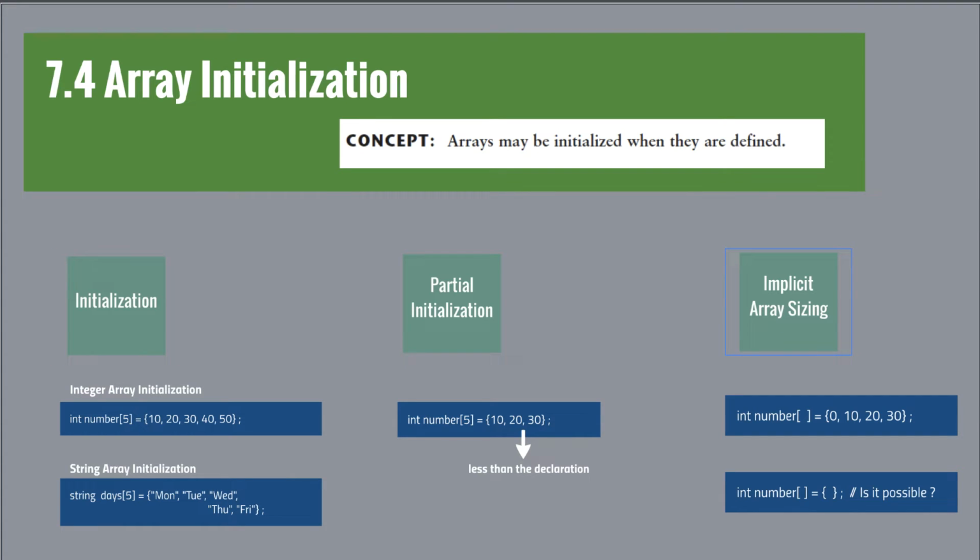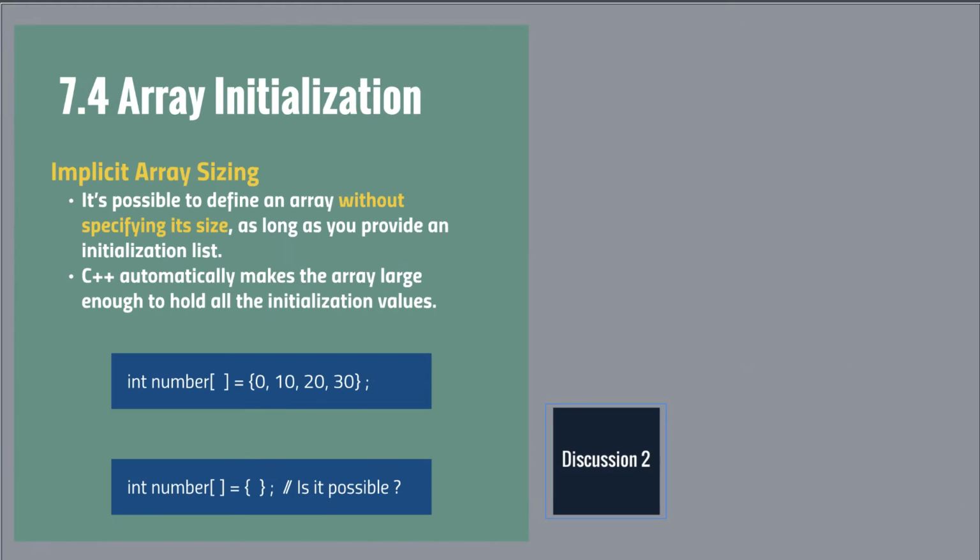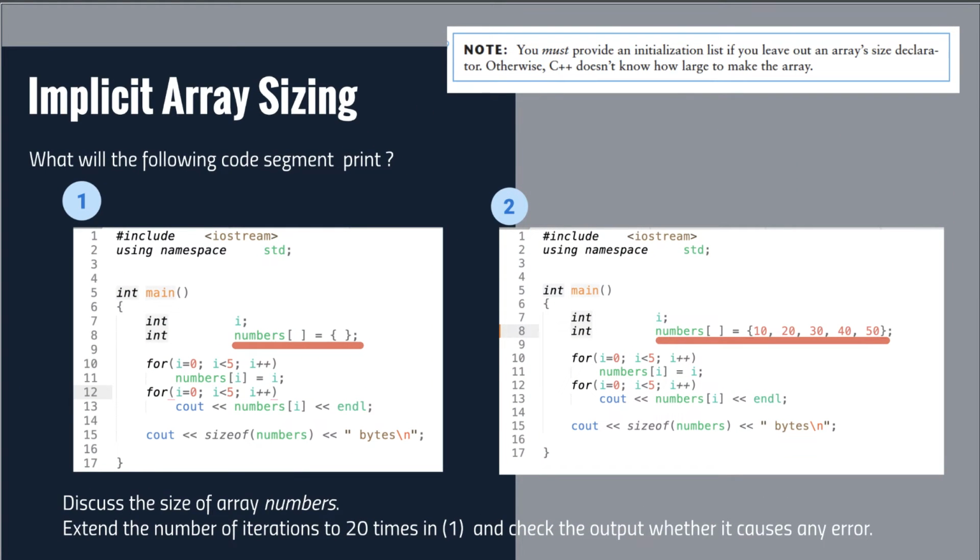Now let's get back to our slide. Let's think of the left code snippet. Does it have a compile error or a runtime error? Yes, it may cause an error. You must provide an initialization list if you leave out an array size declaration. Otherwise, C++ doesn't know how large to make the array.